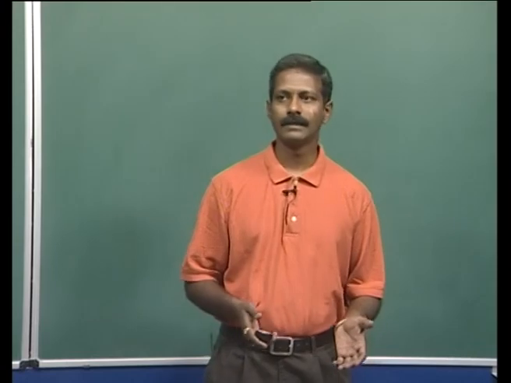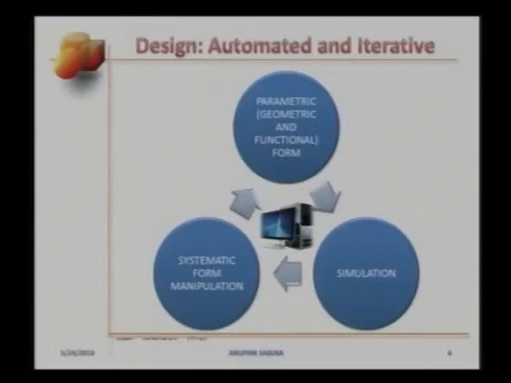We also had discussed the design process. The design process involved iterations between parametric or geometric modeling, analysis of the model or of the form, and modification of the form to improve the design. And to automate this iterative procedure, we needed a computer. And therefore, this was computer-aided engineering design.